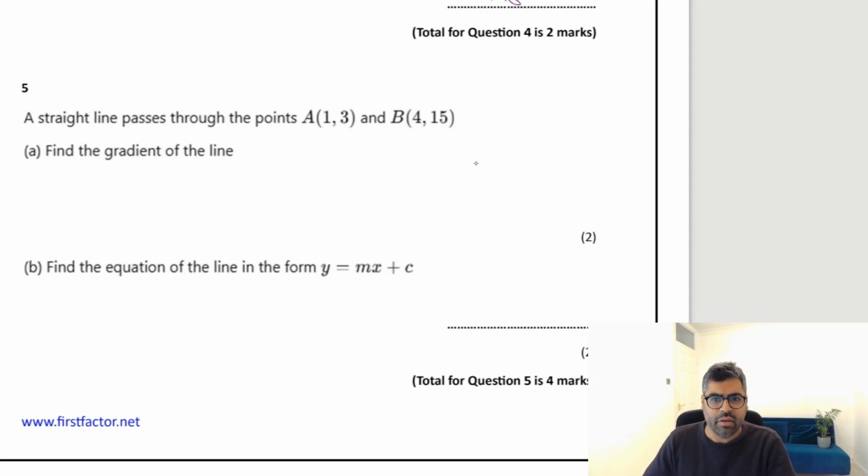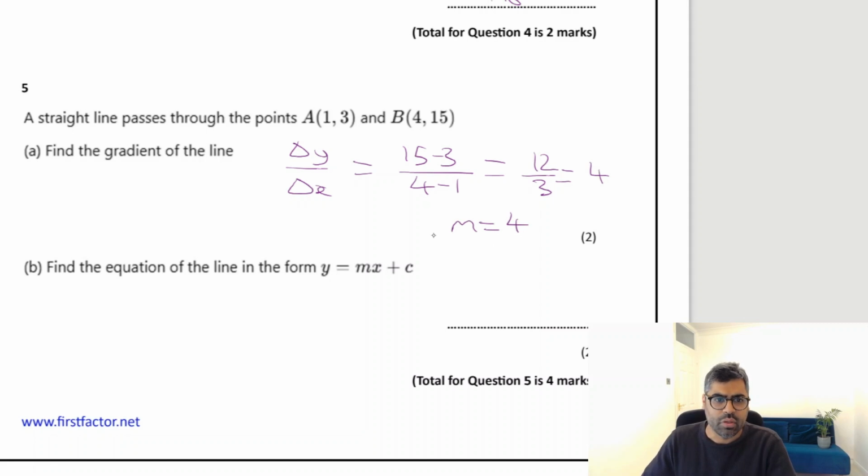We have a straight line which passes through the points 1, 3 and 4, 15. Find the gradient of the line. So how do we find the gradient with 2 points? We do difference in y divided by difference in x. So our y values are 15 minus 3, and then we have 4 minus 1 for the x. 15 minus 3 gives us 12, 4 minus 1 gives us 3. 12 over 3 gives us 4, so our gradient, or we can call it m, is equal to 4.